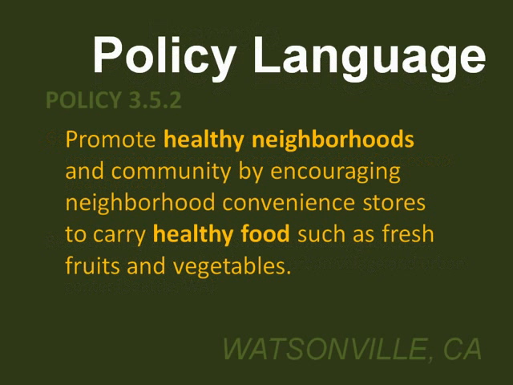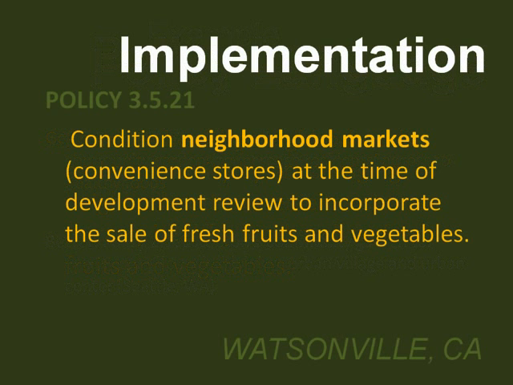So let's look at one more example of policy language. This is from Watsonville, California. It's a small town on the Central Coast. You can see that they've included in their general plan a policy to promote healthy neighborhoods and community by encouraging neighborhood convenience stores to carry healthy food. And I think this is a great policy that shows that connection between community access to healthy food and land use plans. They also have included an implementation strategy.